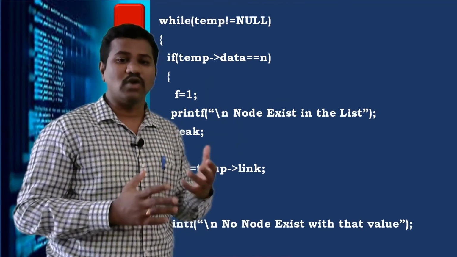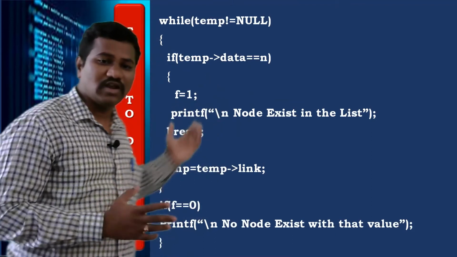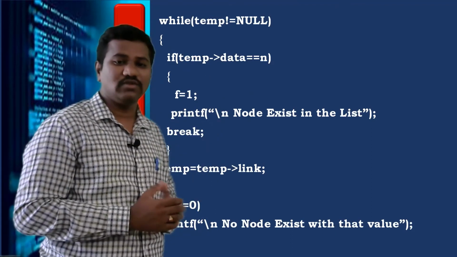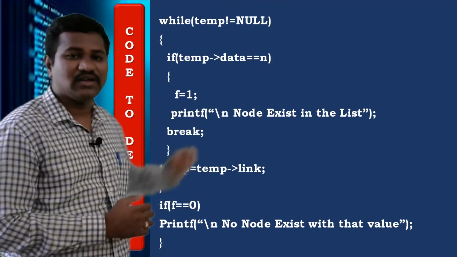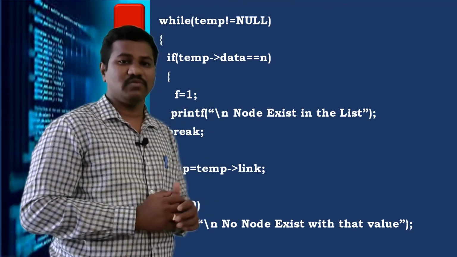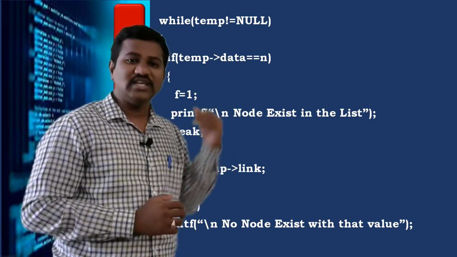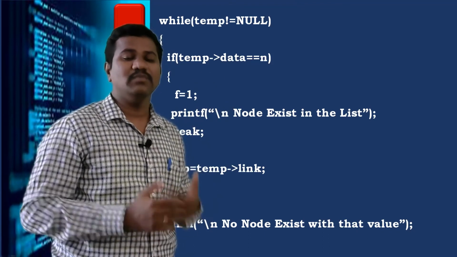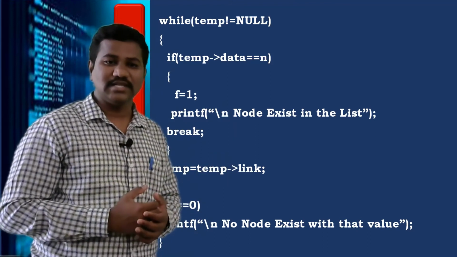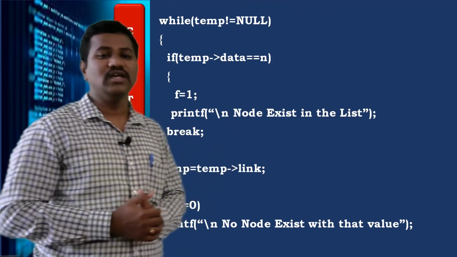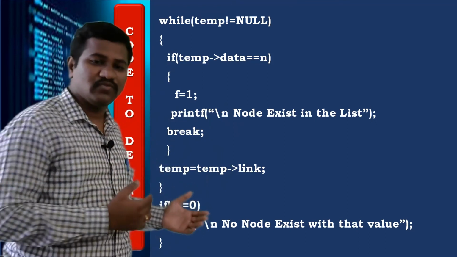If the f value is not modified, then after coming out of the while loop we check the f value. If f is 0, then no node exists with that data in the list. You can observe the instruction in the if part: if the data is found in the list, then we make the value of f as 1. After that, we print a message that the node exists in the list. Break means it comes out of the while loop.